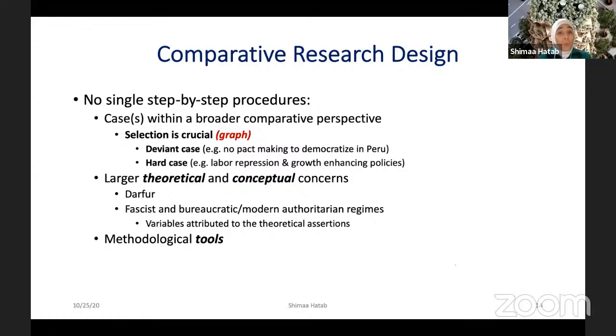And besides these theoretical and conceptual concerns, this is what we are going to study in this course: rational choice, institutionalism, structuralism, culturalism, with different applications. You need also tools, and these are tools you will learn about in your research methodology.